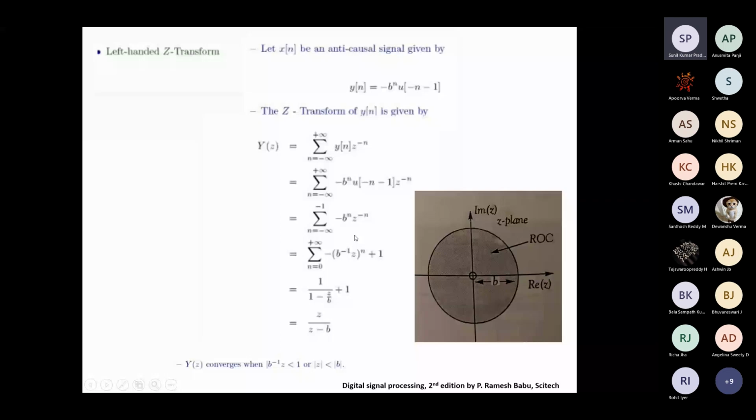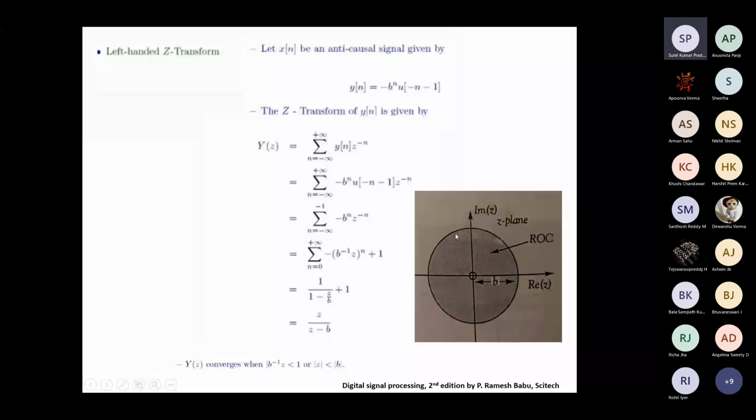Similarly, let's say we have an anti-causal sequence where y(n) is equal to minus b to the power n u(minus n minus 1). So it is an anti-causal sequence. If we find its Z transform, it will be z divided by z minus b. But this converges when b inverse z is less than 1, or mod z less than b. So b is actually your radius.